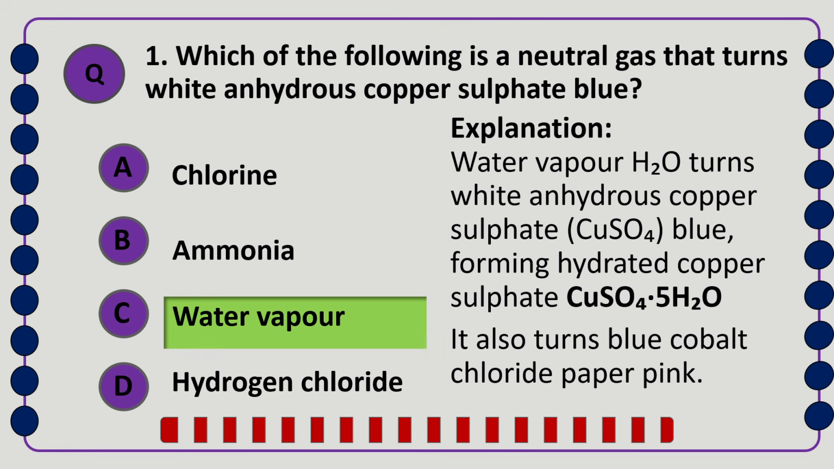Now students, you should not only know the answer, you should know the chemistry behind it. So let us take the explanation. Water vapor turns white anhydrous copper sulfate blue. So anhydrous copper sulfate is used for detection, or I can say identification, of water vapor. One more reagent we can use is cobalt chloride paper, which turns from blue to pink. I hope this MCQ is clear. Let us move on to the next question.